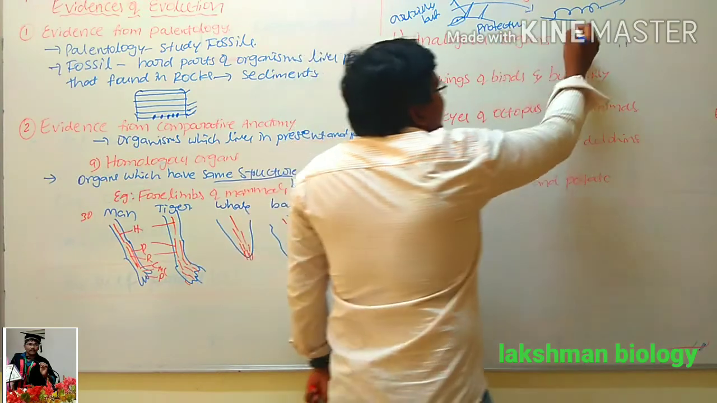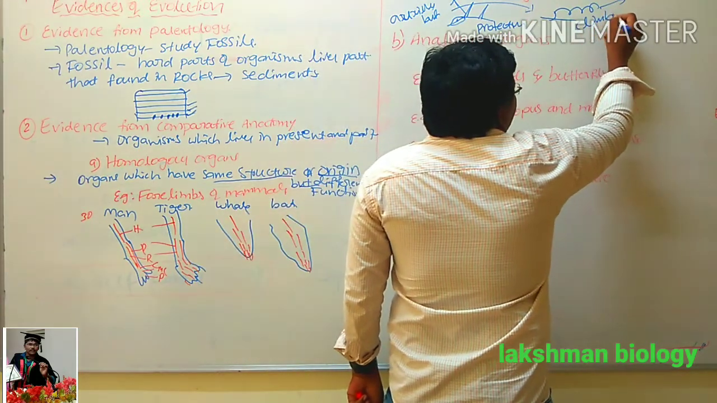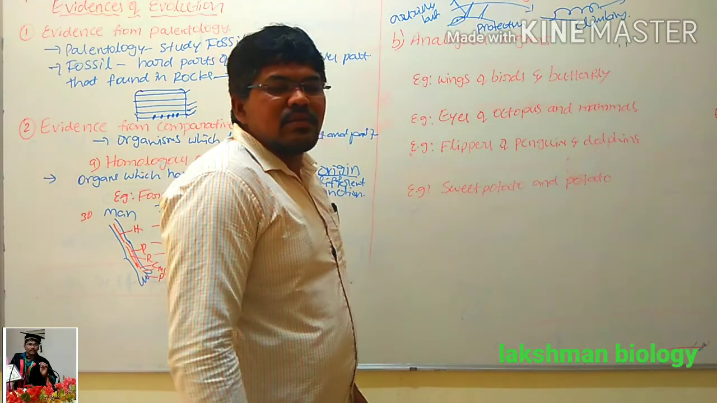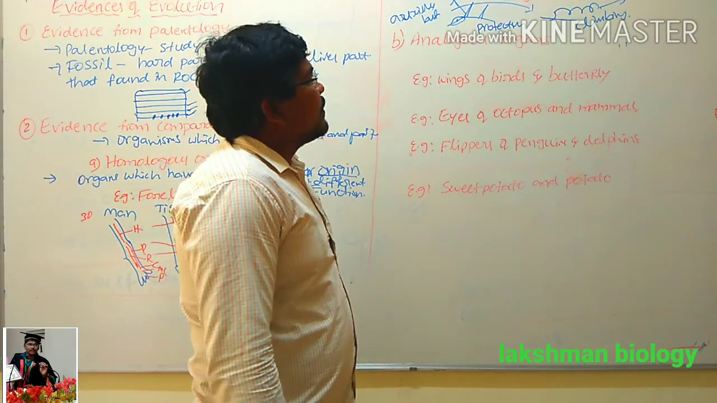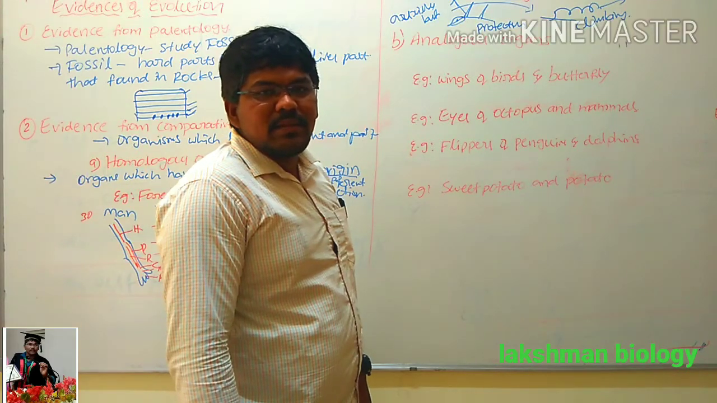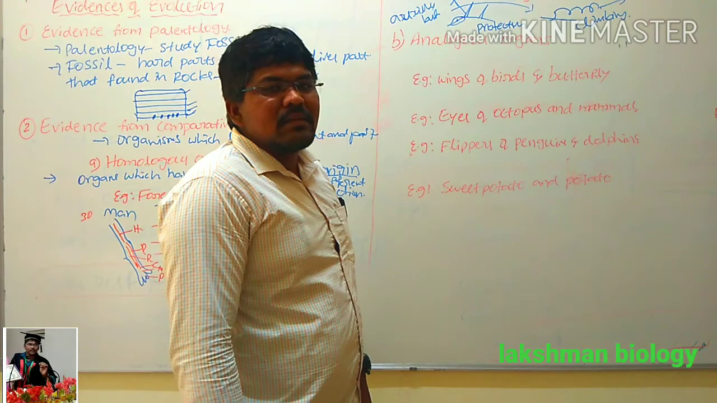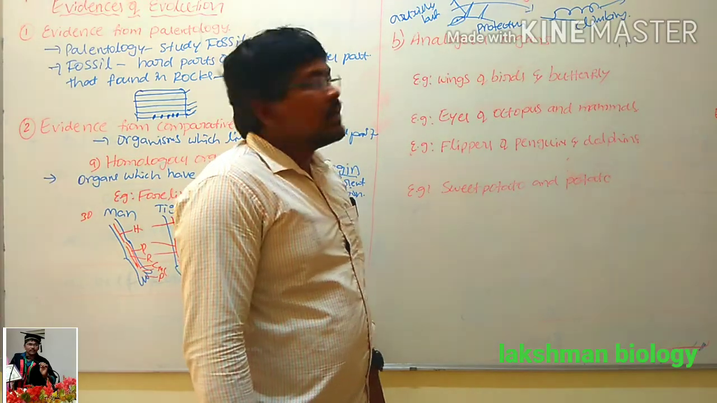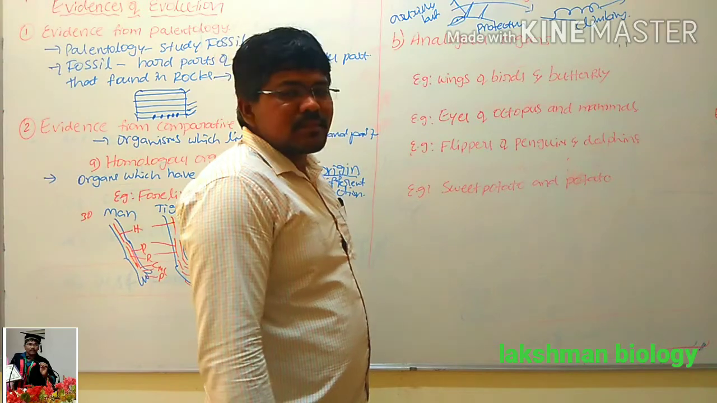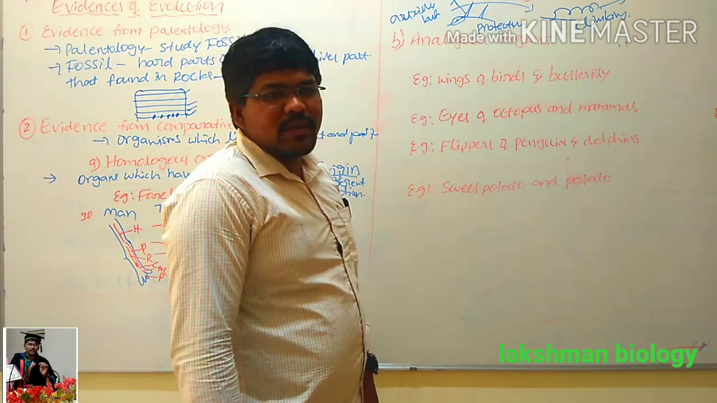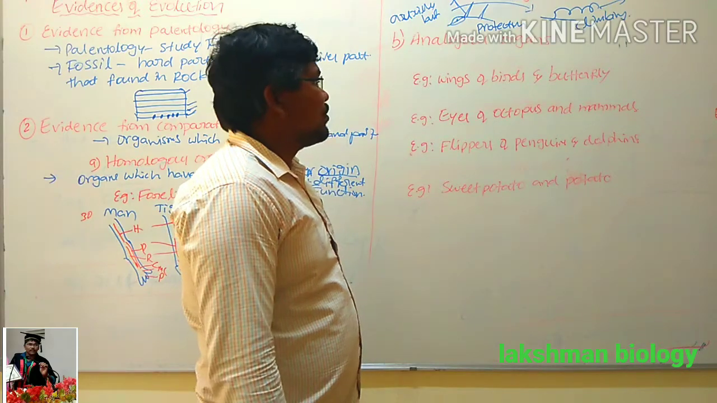Thorns are used for protection and tendrils are used for climbing. Here, both have the same origin, that is the axillary bud, but they have different functions. That is one example of homologous organs in plants: the thorns of bougainvillea and the tendrils of cucurbita.